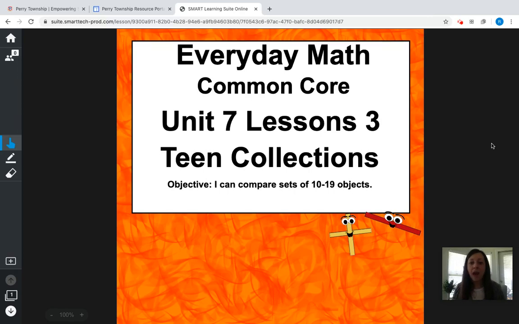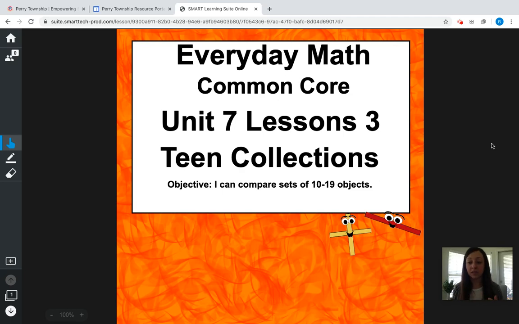All right, for math today, we are going to be working with teen collections, and we're going to talk about that a little bit more on the next couple slides. But our objective today is I can compare sets of 10 to 19 objects. So we've talked about teen numbers before. We know that those are the numbers between 10 and 19, and we are going to be working with those numbers and comparing those teen numbers to see which one's bigger and which one's smaller.